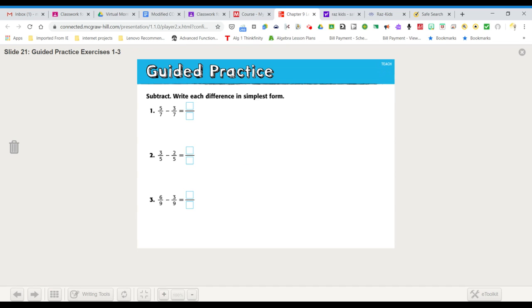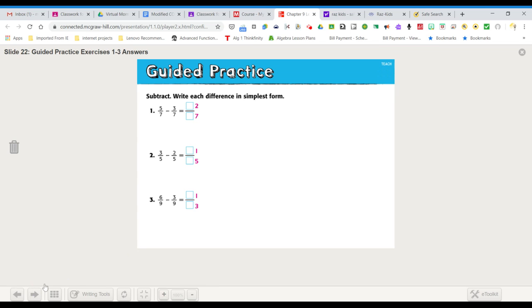Number 2, 3/5 minus 2/5. We know the denominator is 5 because we don't do anything with that. What's your numerator? If you said 1, you are absolutely right. And 6/9 minus 3/9. We know the denominator stays 9, and 6 minus 3 is 3. However, 3/9 is not in simplest form.